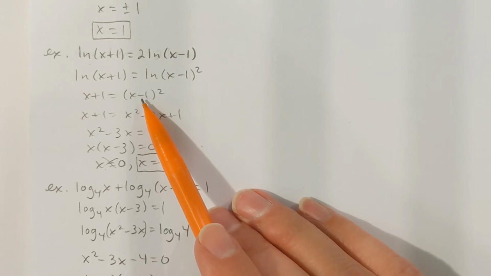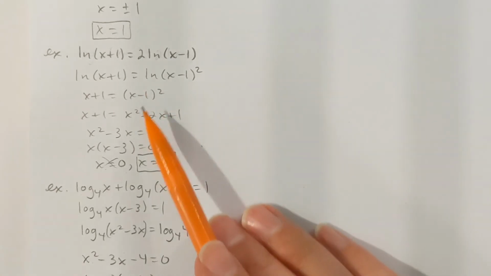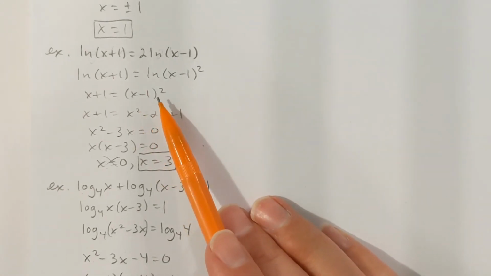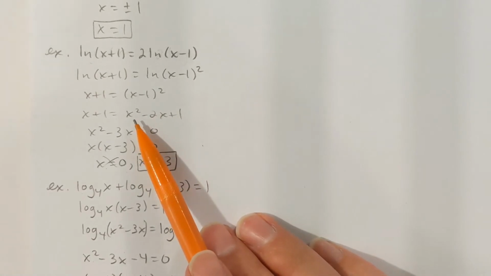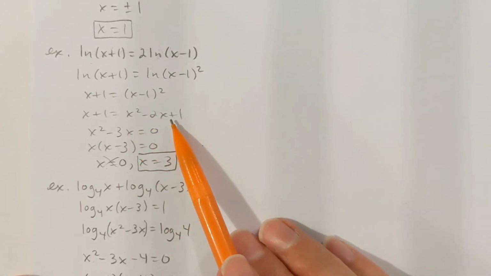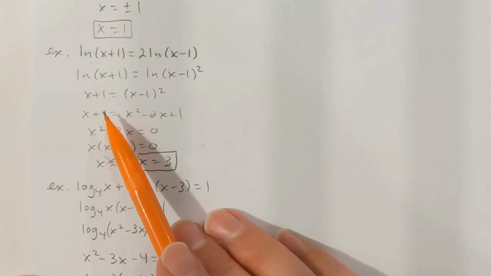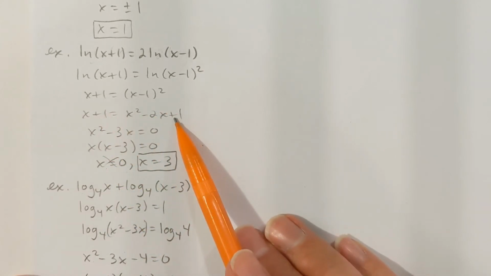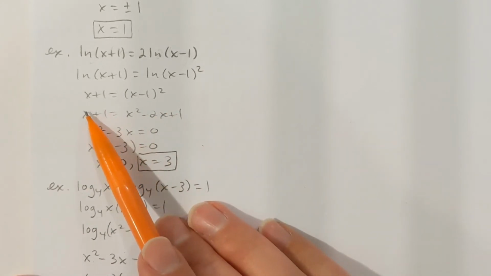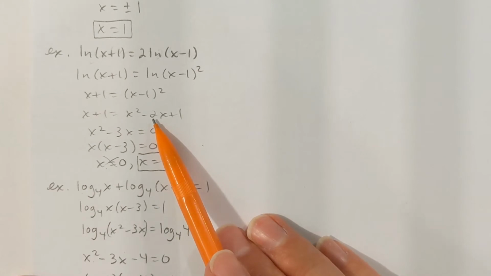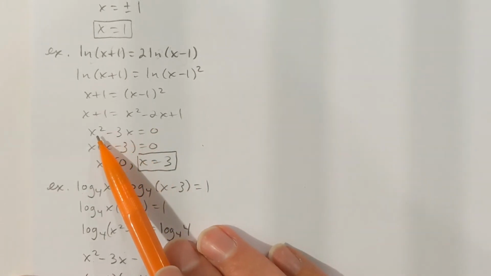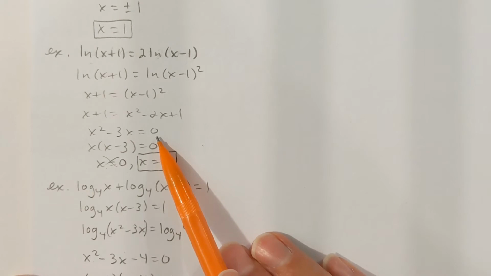x plus 1 equals x minus 1, the quantity squared. And x minus 1 times x minus 1, when you FOIL that out, you're going to get x squared minus 2x plus 1. If you subtract 1 from both sides, those terms are gone. And if you subtract x from both sides, then we have x squared minus 3x equals 0. That's a quadratic.